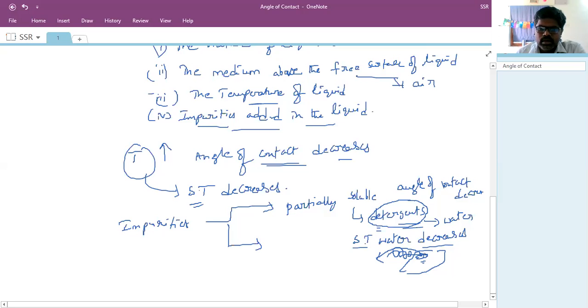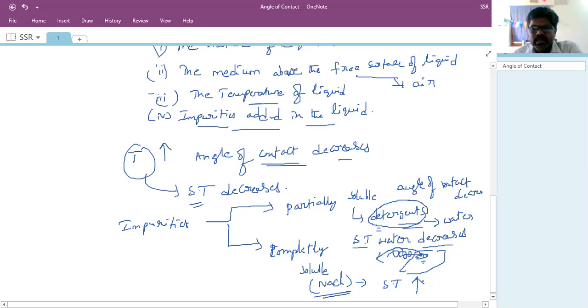Next, you'll see perfectly soluble. Instead of a partially soluble substance, you can take a completely soluble one in the water. Completely soluble means, for example, salt, sodium chloride. Sodium chloride is a completely soluble salt. Then what about the surface tension? Here, perfectly soluble means surface tension increases.